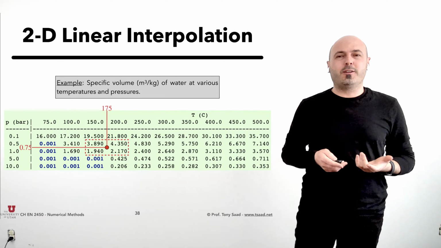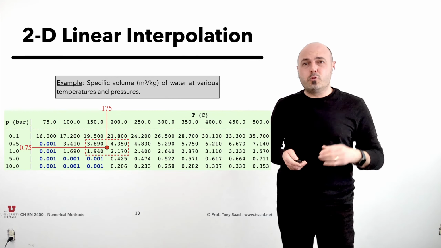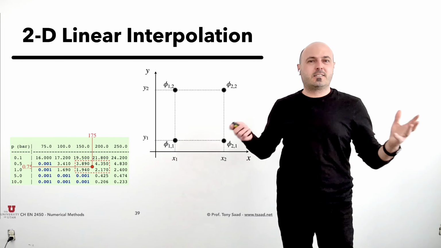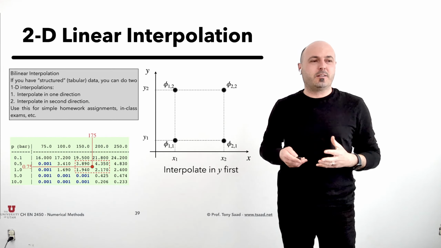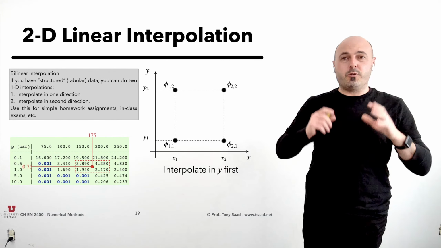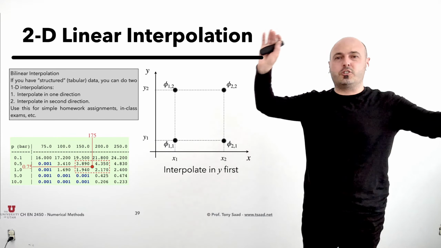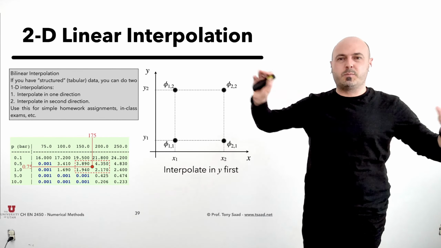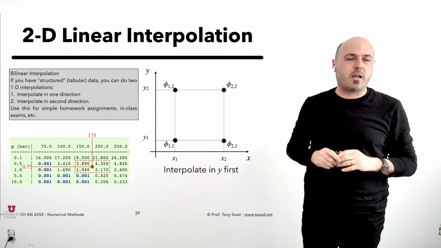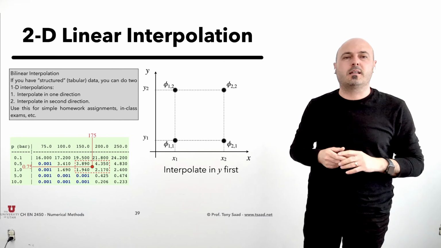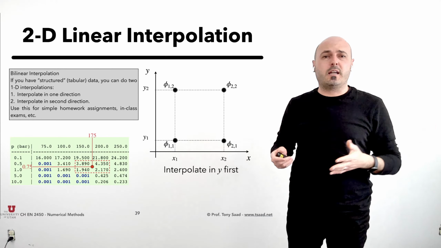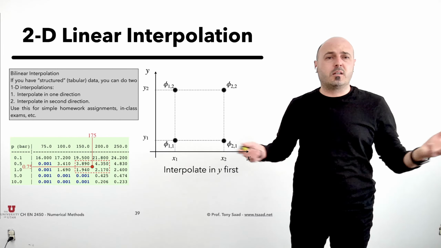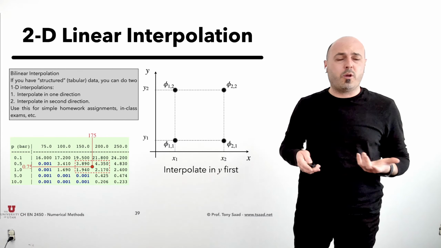And the idea is simple: you apply 2 one-dimensional linear interpolations and try to get the value in between. This only works for structured data that is nicely and structurally spaced, not just arbitrarily put together, so nice tabulated data like that. You interpolate in one direction, you interpolate in the second direction, and then essentially combine the values. And I'll show you how you do that.